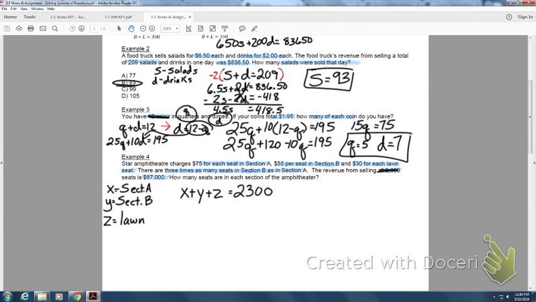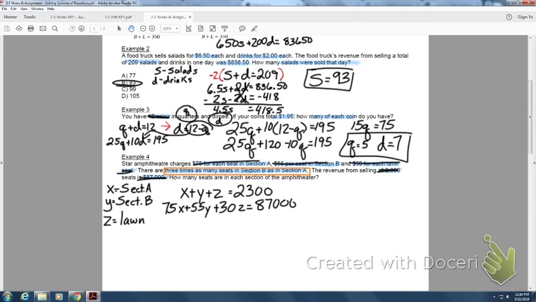Cambridge, what would another equation be for this problem? 75x plus 55y plus 30z equals 87,000. Awesome. Okay, I've used all that information. Next, I've got to get an equation from this sentence right here.